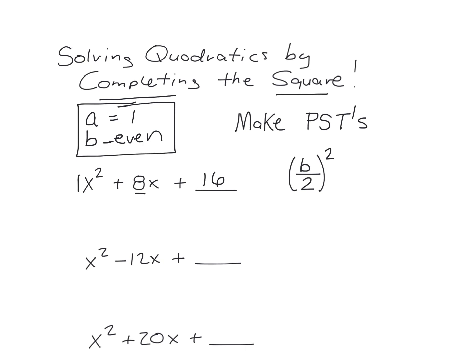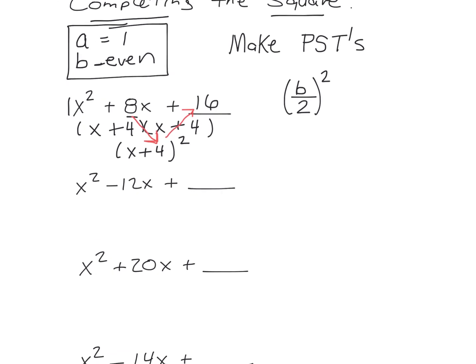And then you can see that if we factor this, we'd have x and x, 4 and 4, and both signs would be positive. Since I have x plus 4 times x plus 4, I could write this as x plus 4 squared. Now, a relationship that you're going to see in all these is that you're going to have half of 8, which is 4, and then 4 squared is 16. And we'll talk about that a little bit later today.